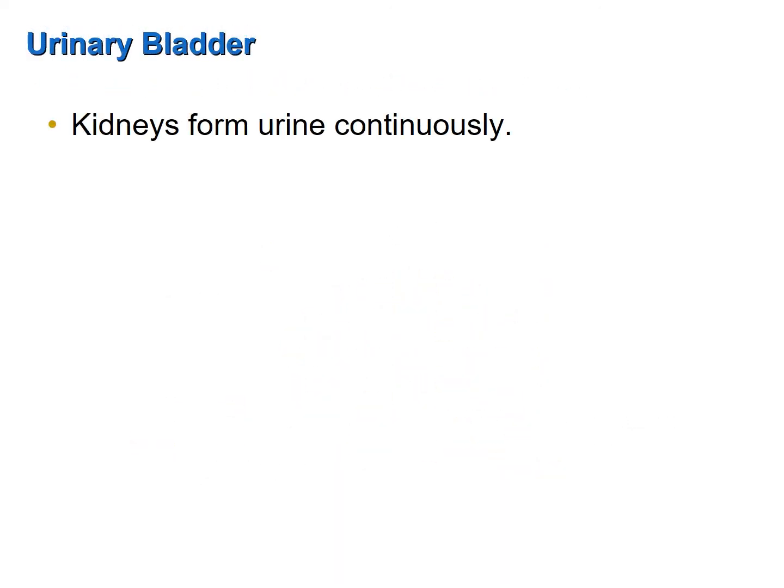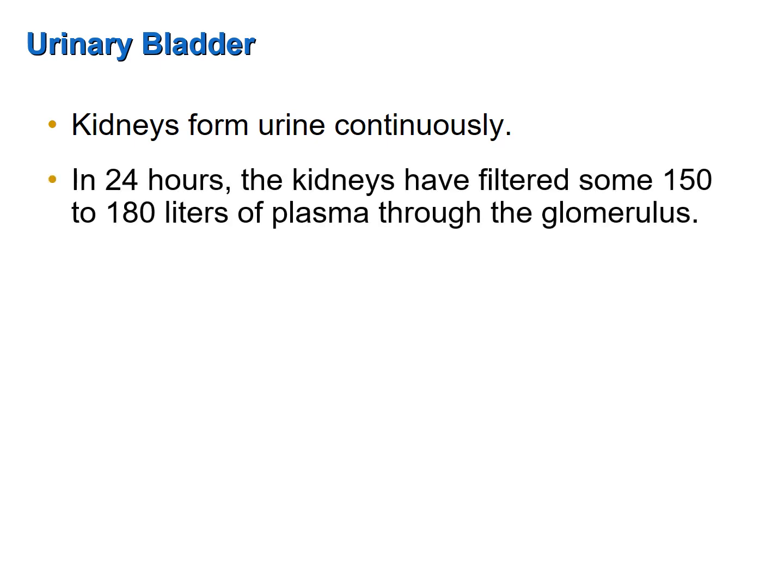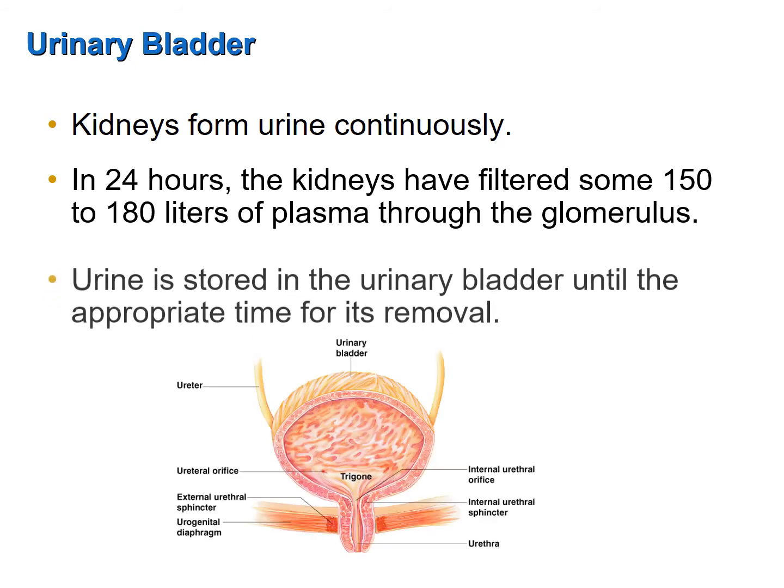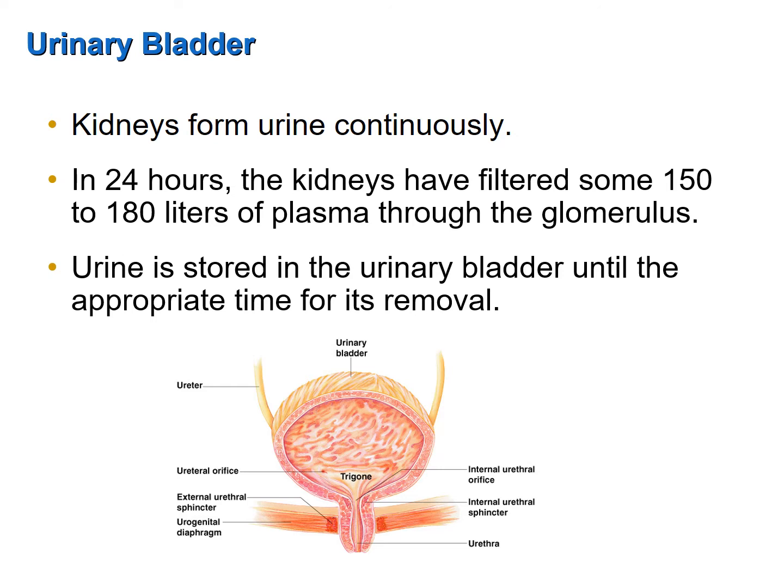Urine is formed continuously by the kidneys even when one sleeps. In a 24-hour period, the kidneys have filtered somewhere between 150 and 180 liters of plasma through the glomerulus, and that urine is stored in the urinary bladder temporarily until the appropriate time for its removal.